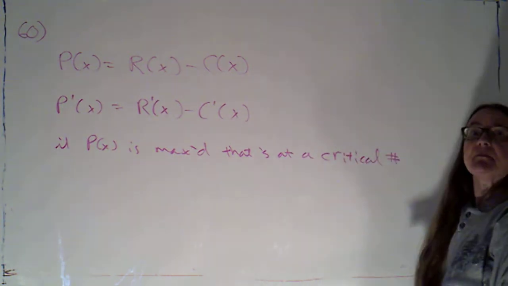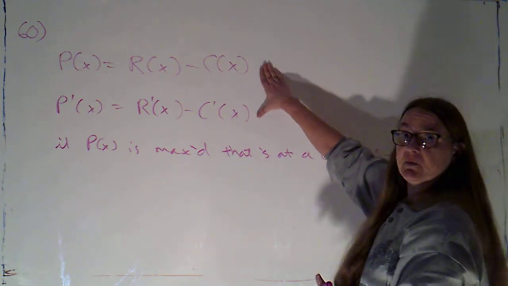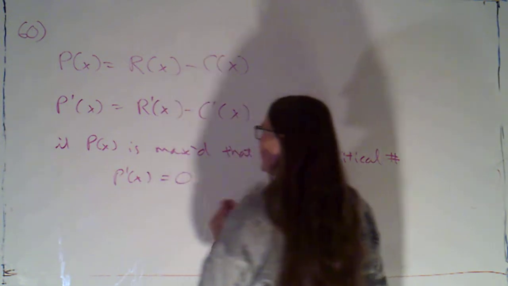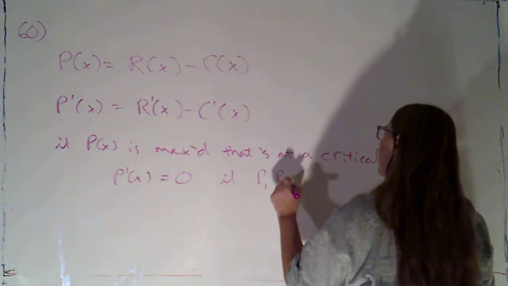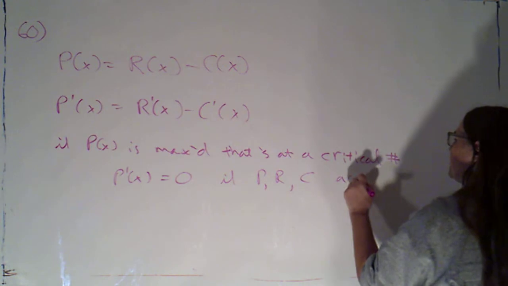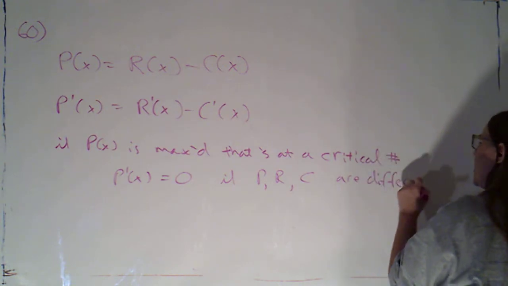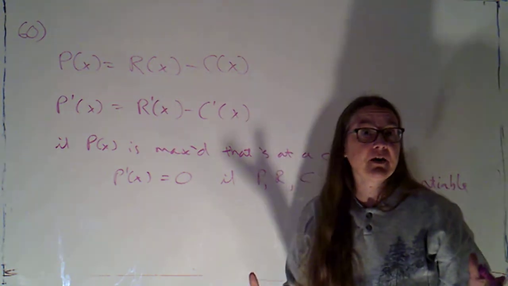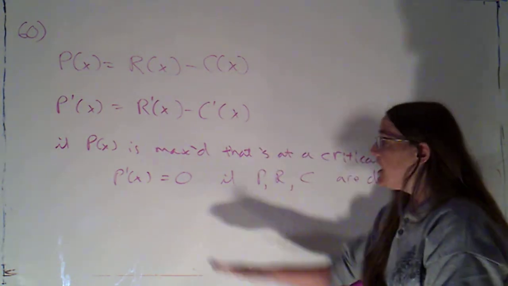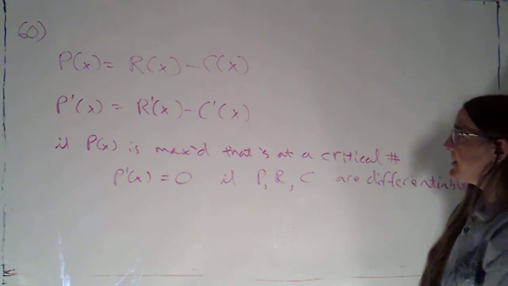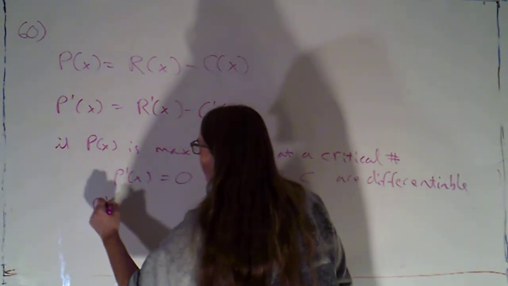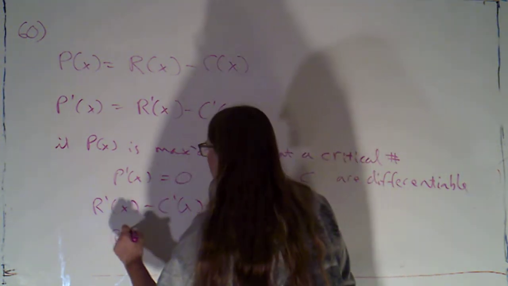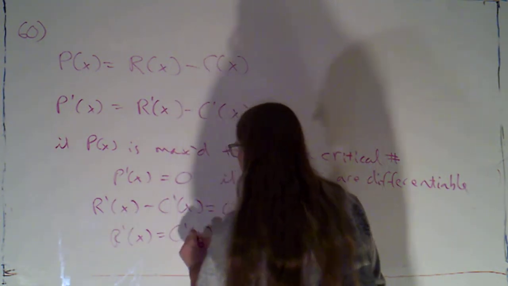Okay. And supposing that these are all differentiable functions, that's going to mean that p prime of x is going to equal 0 if p, r, and c are differentiable, which in general we're going to suppose that they are. In theory I could have a critical number because the derivative is undefined, but assuming my critical number is at a place where that's 0, that would just mean that r prime of x minus c prime of x would equal 0, r prime of x would equal c prime of x.